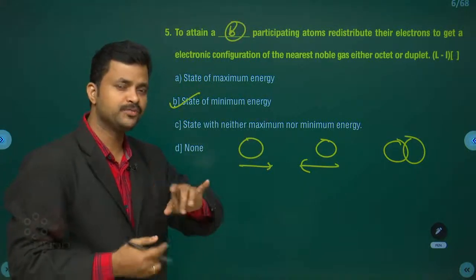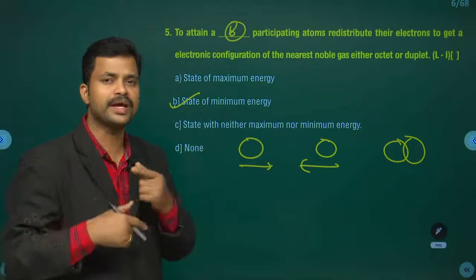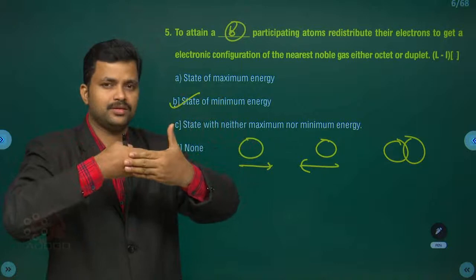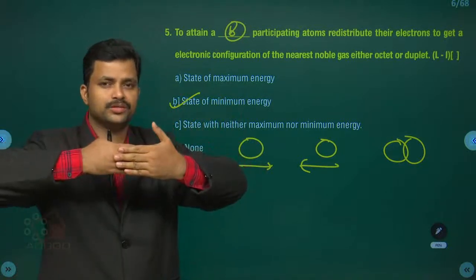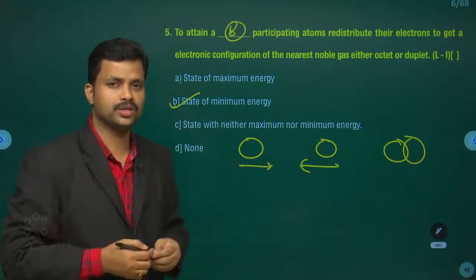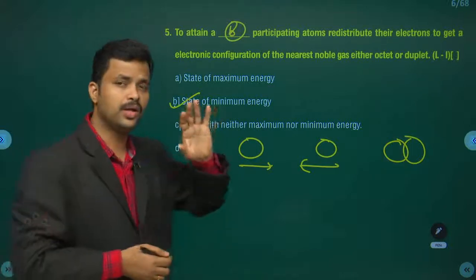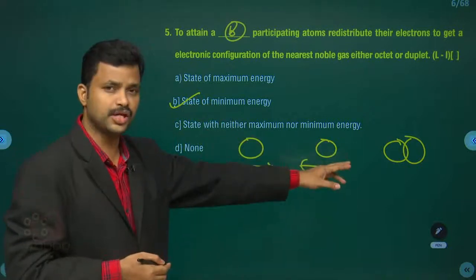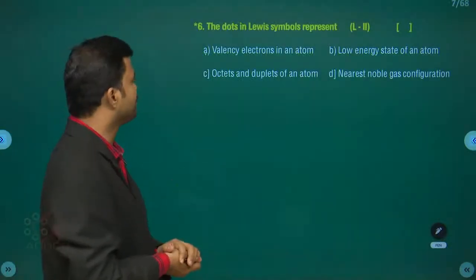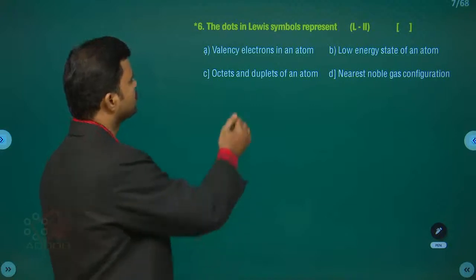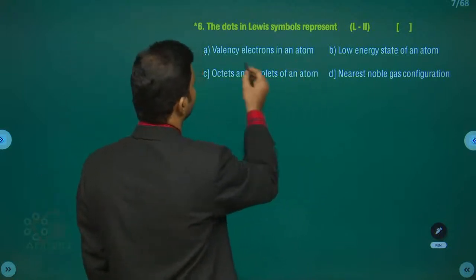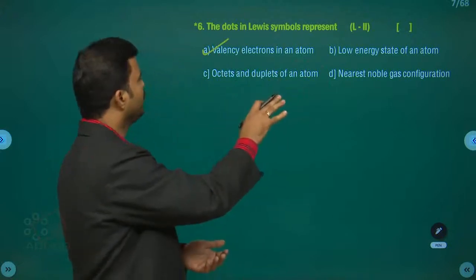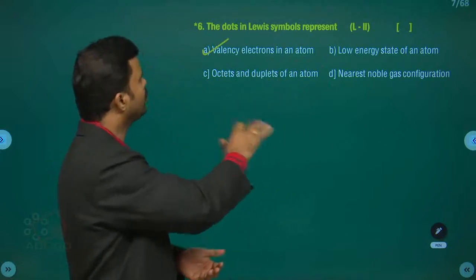Why the minimum energy? Electrons in the last orbit reorganize so that they facilitate locking together, binding together. That's what we call a chemical bond. Energy is lost by the electrons during the rearrangement, so the molecule is stable. The dots in the Lewis symbol represent the last orbit electrons, the valency electrons. That is correct. Not the low energy state or octet or nearest noble gas, no.